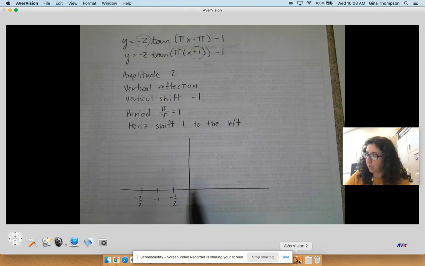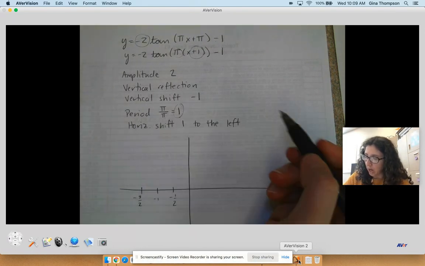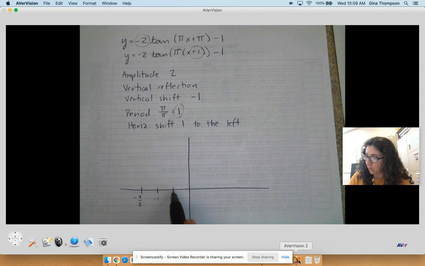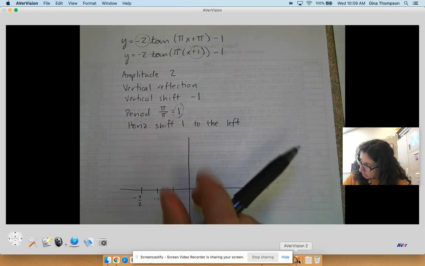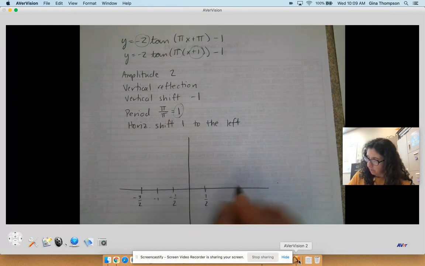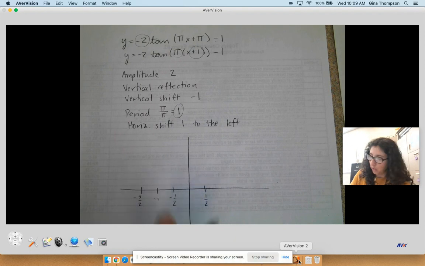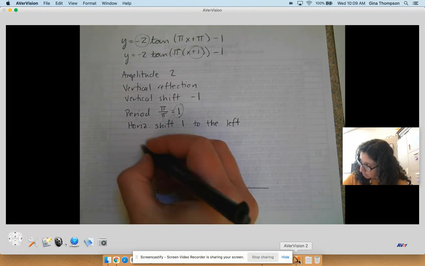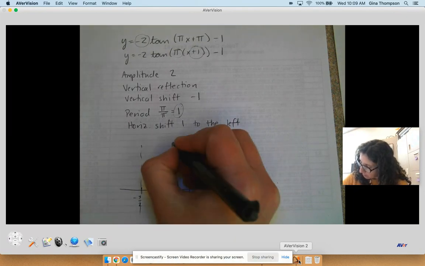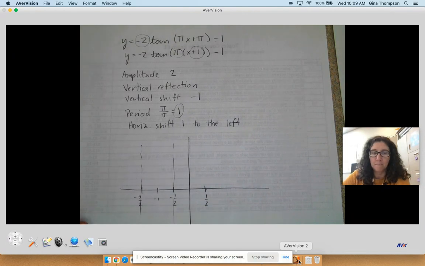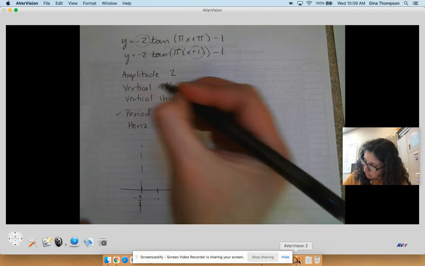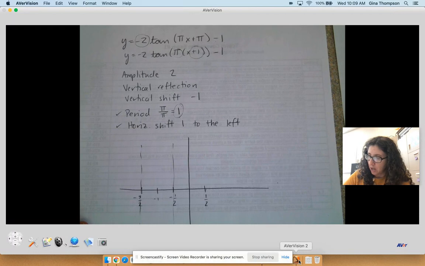Right? So the way we thought about that is we said, okay, the period is 1. So normally it would go from -1/2 to 1/2, centered around the origin. So here's our initial period. But it shifted to the left by 1. Okay, so here's our new period, -3/2 to -1/2. Right? All right, so we've kind of dealt with our period and a horizontal shift.